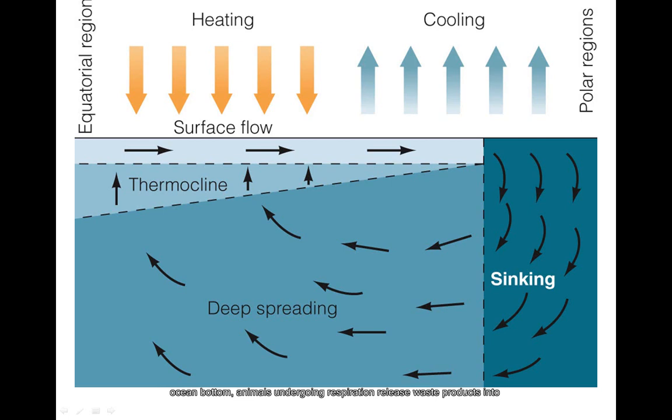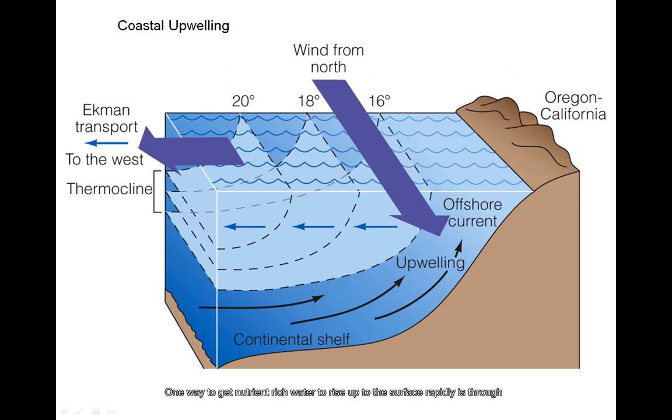Now, down in the water near the ocean bottom, animals undergoing respiration release waste products into the water that serve as plant food or nutrients or fertilizer. But down there at the bottom of the ocean, there's no sunlight or plants, so the nutrients build up in this deep water. But if we could somehow get this deep, nutrient-rich water to rise quickly to the surface where there's sunlight for plants, we'll see a huge explosion of marine life.